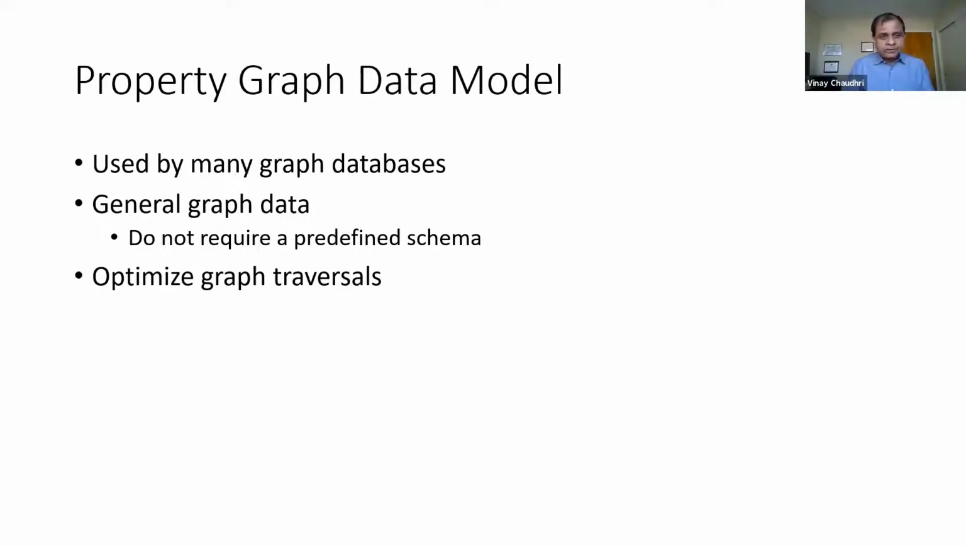This data model is meant for general graph data, and in particular, it is positioned in the space where we can characterize the application as schema-free. We don't necessarily have to start with a predefined schema. We can just start putting data into our database using the simple structure that I will introduce in a minute. The property graph data model is also positioned in a space where traversing the graph is very important. And we will look at examples of queries that involve traversing graphs.